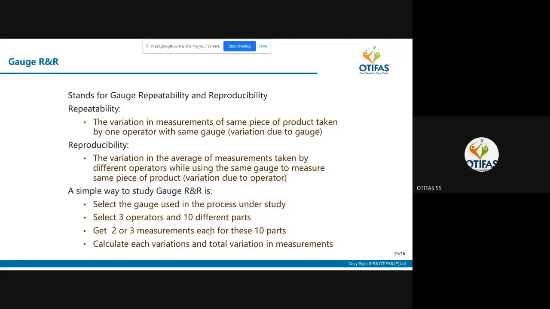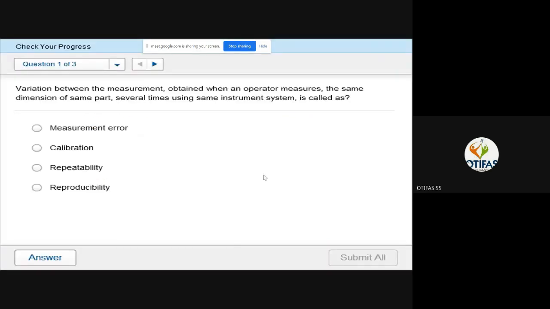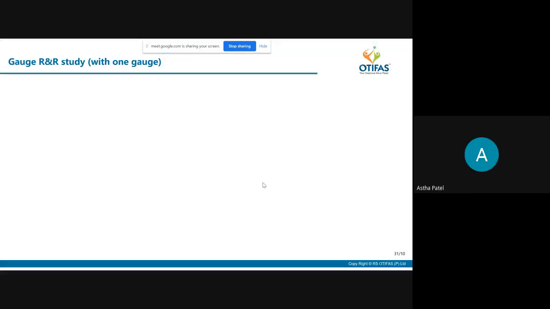To conduct an MSA, we are going to select three operators and 10 different parts. Then we will get at least two or three measurements each. So let's understand it. Reproducibility is the variation in the average measurement taken by the different operators while using the same gauge to measure the same piece in a product. That is variation due to operator. Now here is variation due to gauge: the variation in measurements obtained when an operator measures the same dimension of the same part several times using the same instrument is called repeatability.